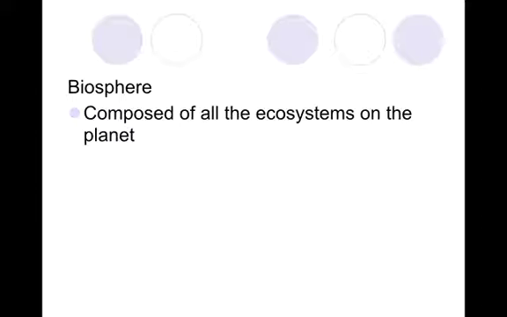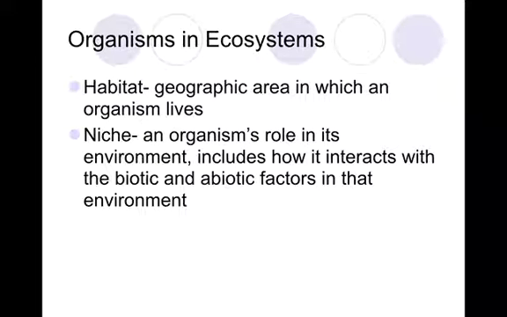Next is our biosphere. This is composed of all the different ecosystems on our planet, because the biosphere is the area that can hold life or sustain life. So when we have different organisms in ecosystems, they have different habitats, which is the area in which the organism lives, the actual geographical area in which the organisms live.